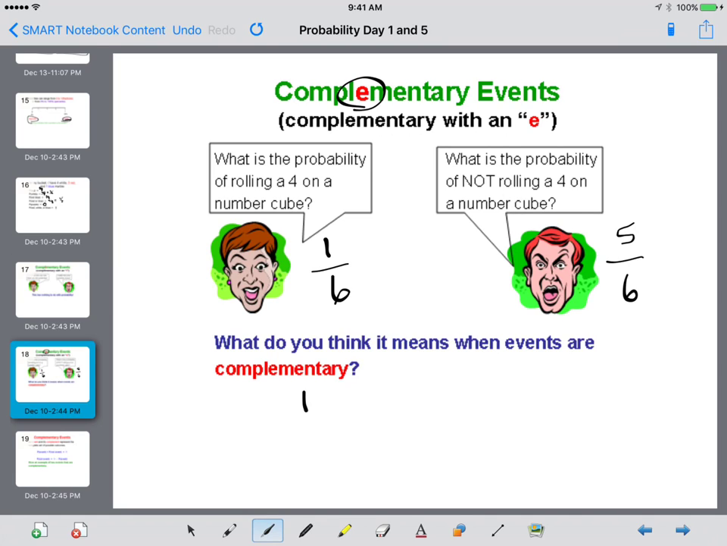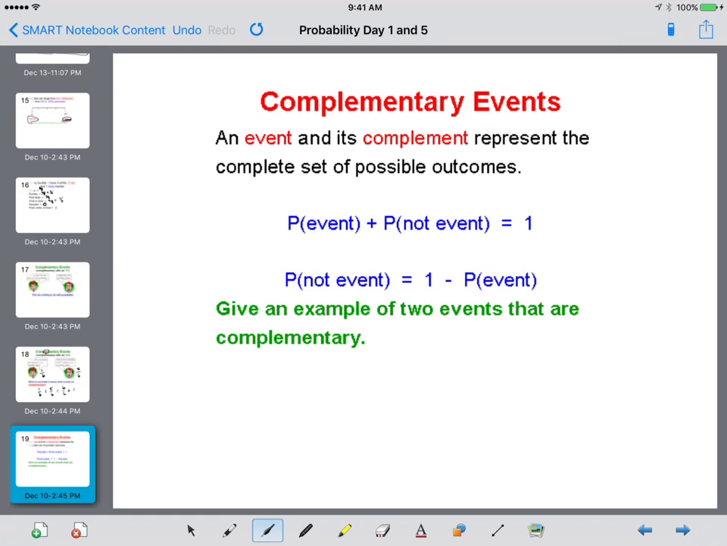So look at this. If we take 1 out of 6 and we add it with 5 over 6, we get 6 over 6, which is 1. So complementary events are probabilities that add to 1. And they typically have to deal with the same scenario. So it's more or less, an event and its complement represent the complete set of possible outcomes. The probability that that event will happen, plus the probability that it will not happen is always going to equal 1.